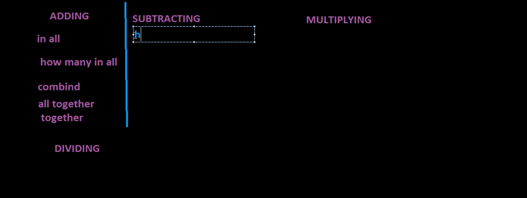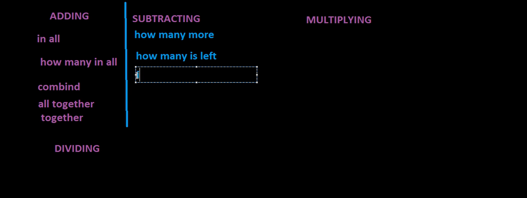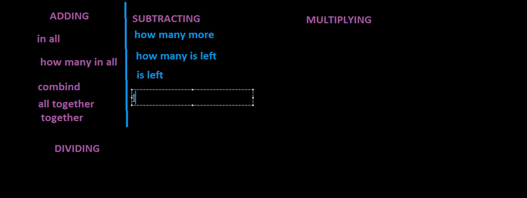And those are the words you're going to see when you're adding. However, when you are subtracting, you will see "how many," but hold on, let me separate here. Okay, so you will see "how many," but it will be "how many more," or "how many is left," or "is left," or just plain "left."